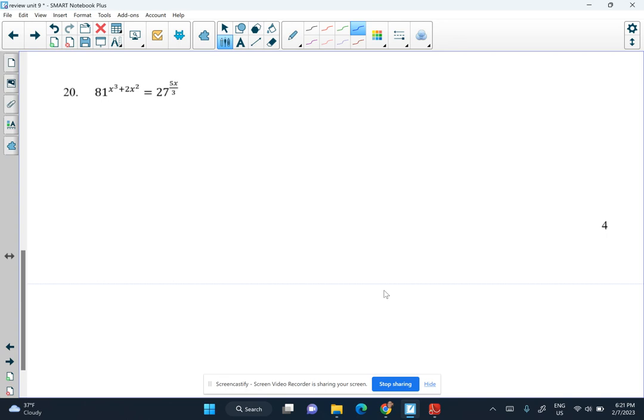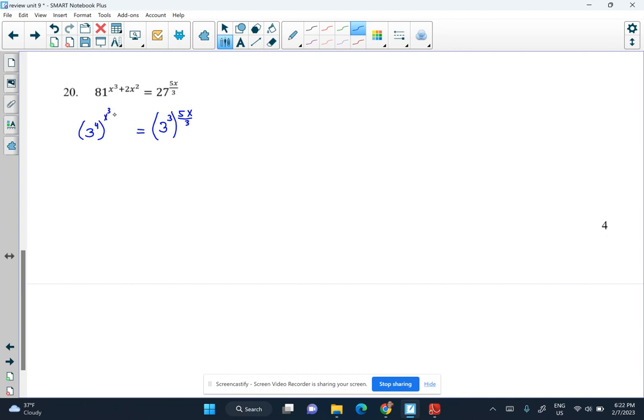The first thing I look to do is see if there's some way I can make both the base of 81 and the base of 27 the same. I see 27 and it comes to mind that 27 is the same thing as 3 cubed. So I'm going to rewrite 27 as 3 cubed, raised to the power of 5x over 3. On the left-hand side, I know, and if you were unsure, you could test it out in the calculator, that 81 is the same as 3 to the 4th.